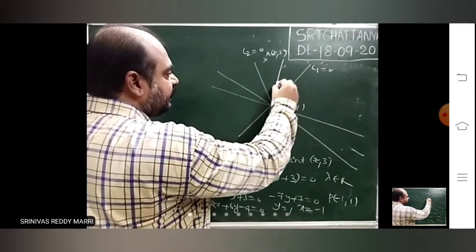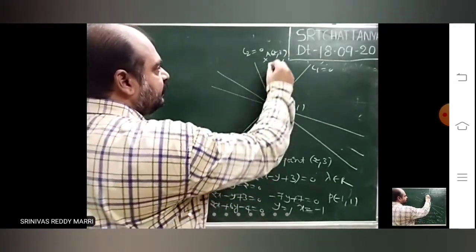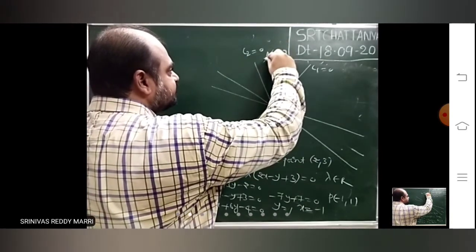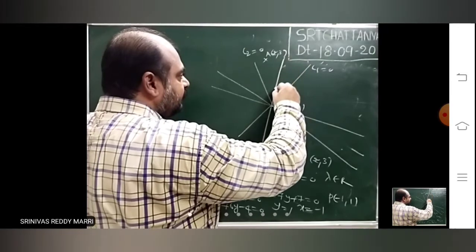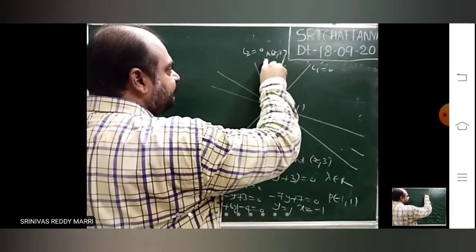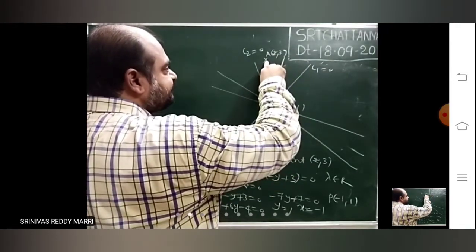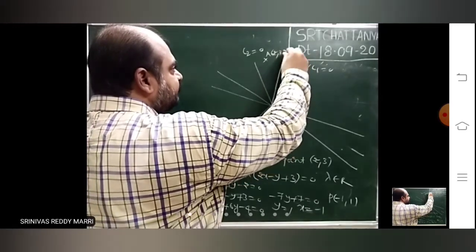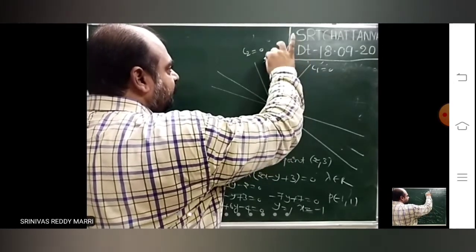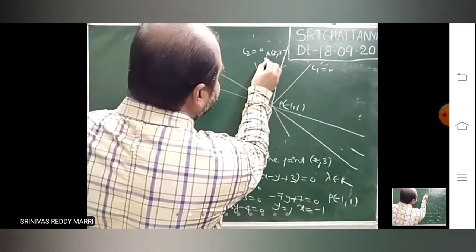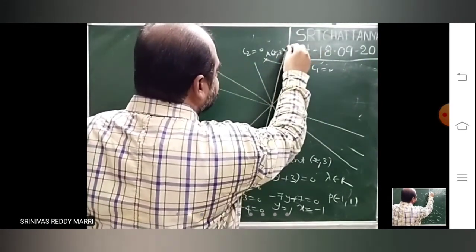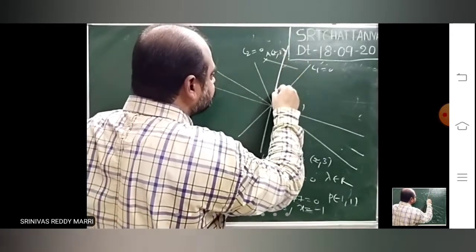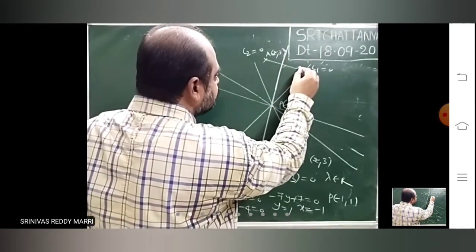Let us say this is one line, and he has taken the image like this. Let us say this is one line belonging to the family. He has taken the image with respect to every line. Image of this with respect to this line: I am drawing a perpendicular and then extending. The image with respect to this line will be this.